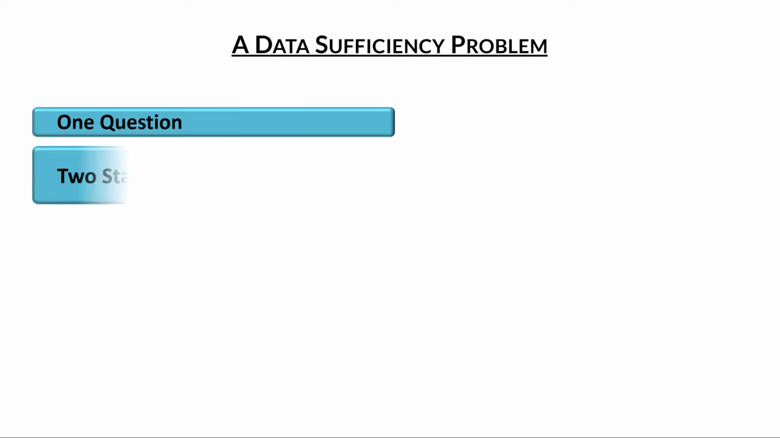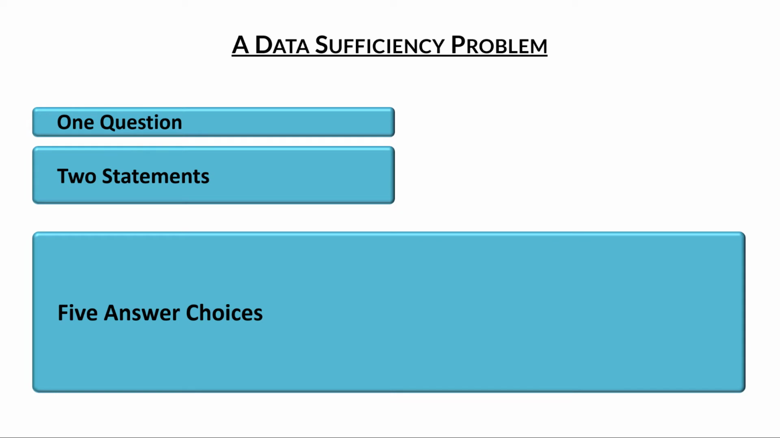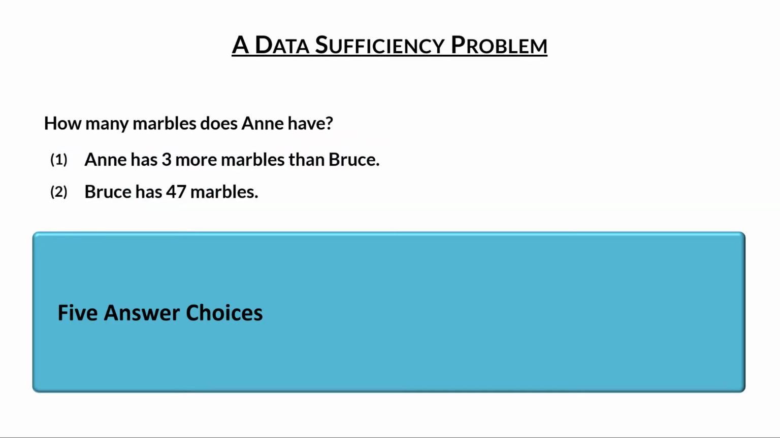A data sufficiency problem consists of 1 question, 2 statements, and 5 answer choices. To see how this works, let's look at a simple example. The question is, how many marbles does Anne have? And the statements are 1. Anne has 3 more marbles than Bruce. 2. Bruce has 47 marbles.